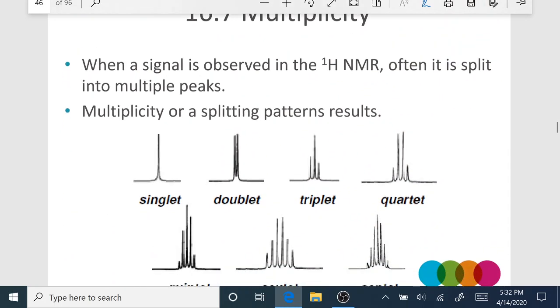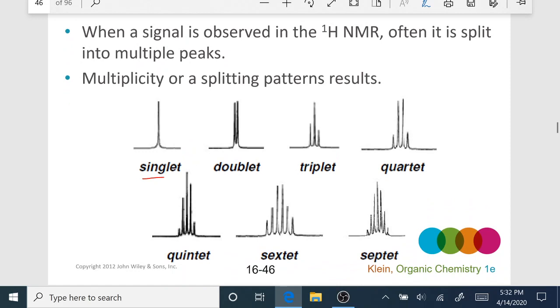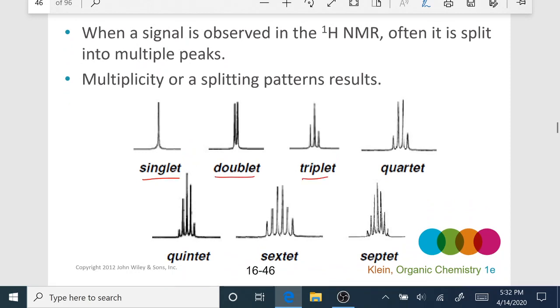All right, so the next topic is multiplicity, and this is probably the most powerful feature of an NMR spectrum. That's the number of peaks associated with each signal. So if a signal is observed, it's often split into multiple peaks in the NMR, and we have these different types of peaks, okay? We have a singlet with 1 peak, a doublet with 2 peaks, a triplet with 3 peaks, a quartet has 4 peaks, a quintet has 5 peaks, a sextet has 6 peaks, and a septet has 7 peaks. Or we may even just see a big blob, and we call that a multiplet. A multiplet, and sometimes we can't tell what that multiplet is.